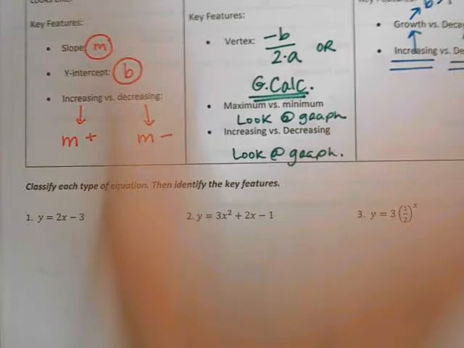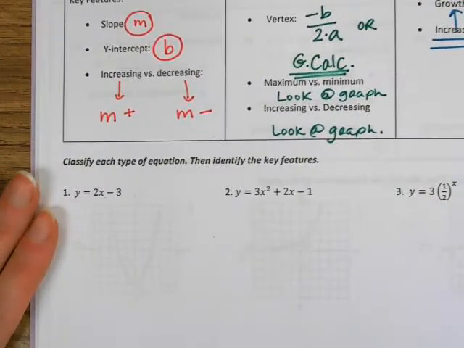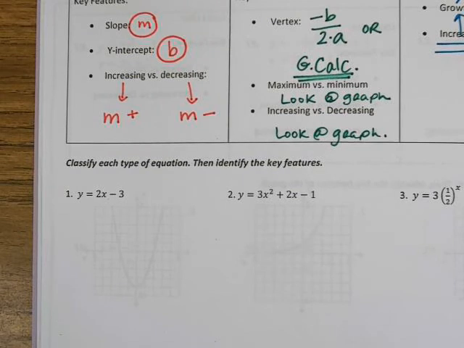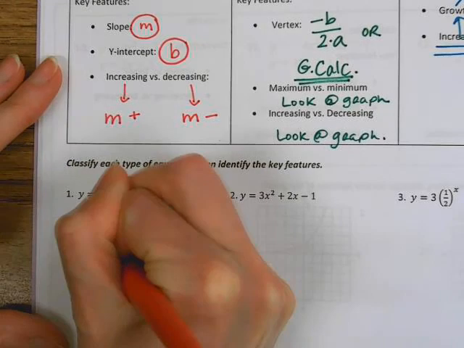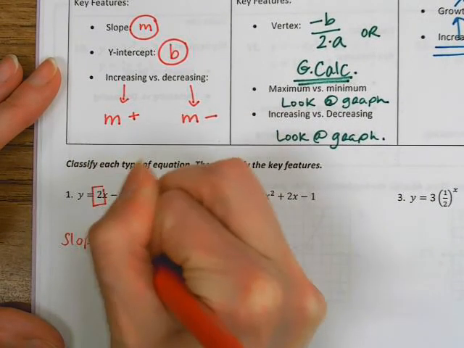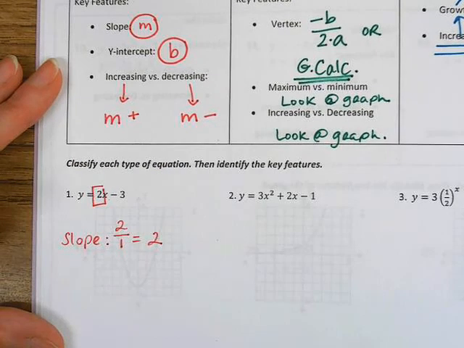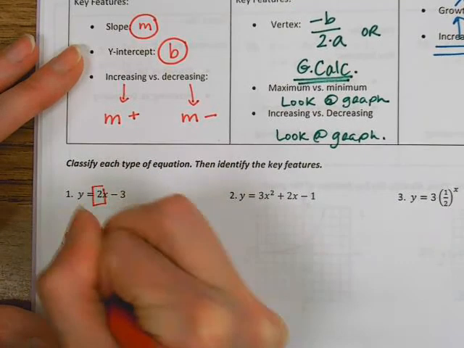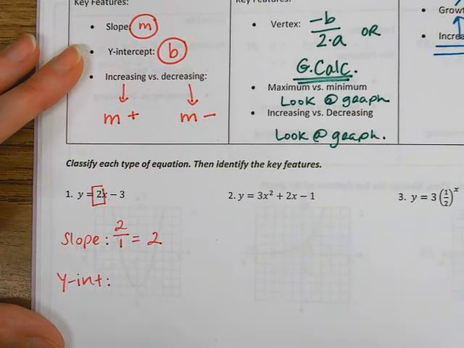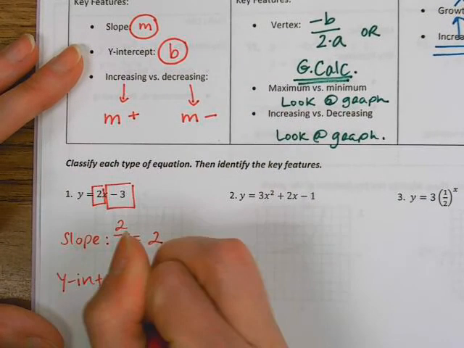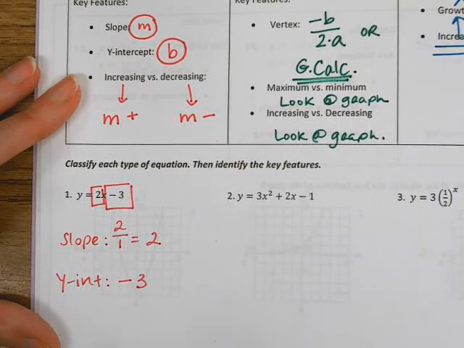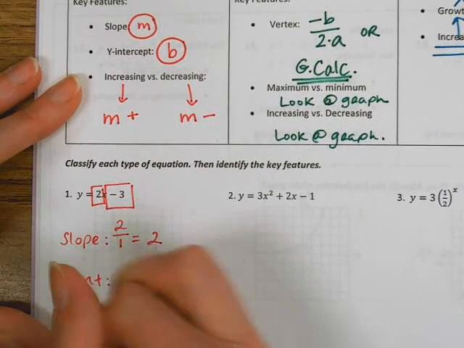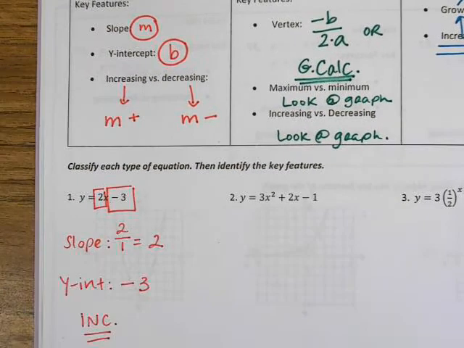Okay, so let's just try one of each example based on the equation. So number 1 is obviously linear, and the key features we want you to find are slope. And the slope is the m value here, so 2 over 1 or just 2. The y-intercept, and that's the b value, so that's negative 3. And then you have to say if it's increasing or decreasing. Well, since the slope is positive, this is going to be an increasing line.